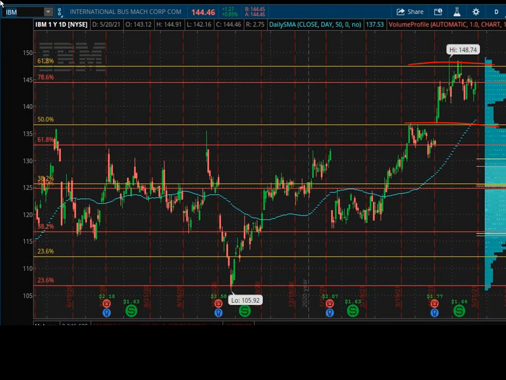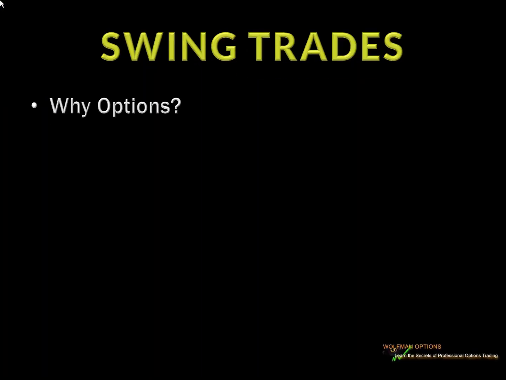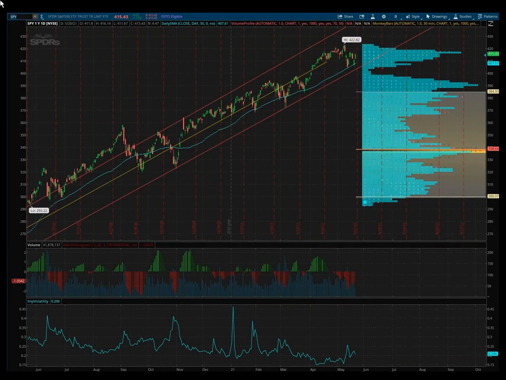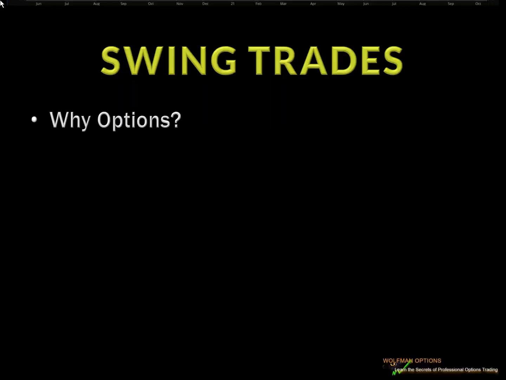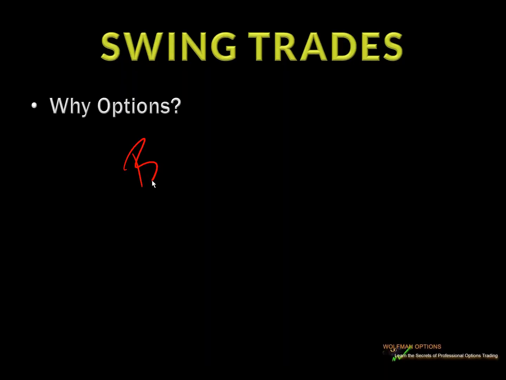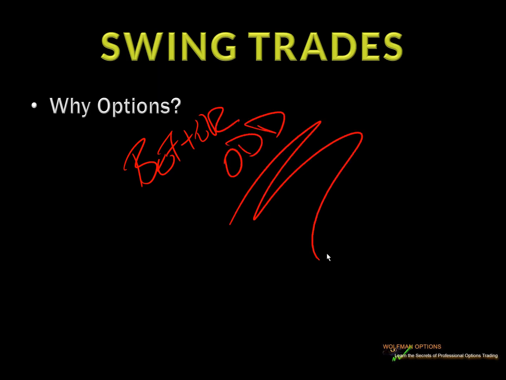All right. So I got a little ahead of myself. I'm sorry. Why options? Because like I said, we have better probabilities. Sorry. We have better odds. All right. Better odds of success using options because we can pick our strike locations better than just going to the market and buying that underlying.